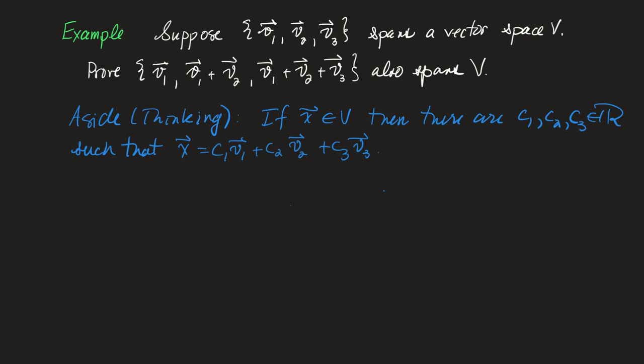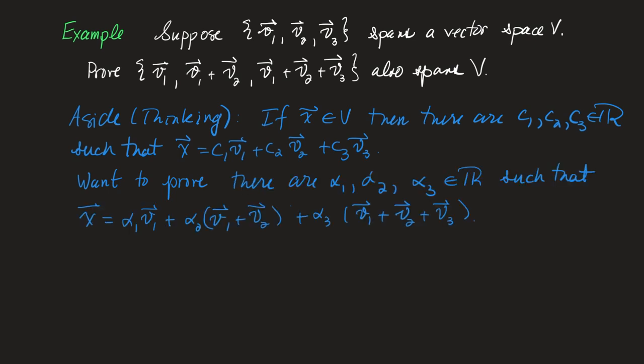Now, we want to prove that this set spans V. In other words, we want to prove that for any x in V, x can be written as a linear combination of these three vectors. So I want to prove that there are scalars alpha 1, alpha 2, and alpha 3 such that x can be written as a linear combination of the vectors in this set.